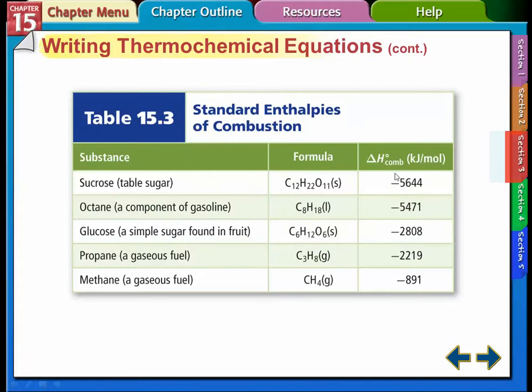Here are some standard enthalpies for different compounds: sugar, octane, glucose, propane, methane, showing how many kilojoules of heat they release when you burn 1 mole of that substance.